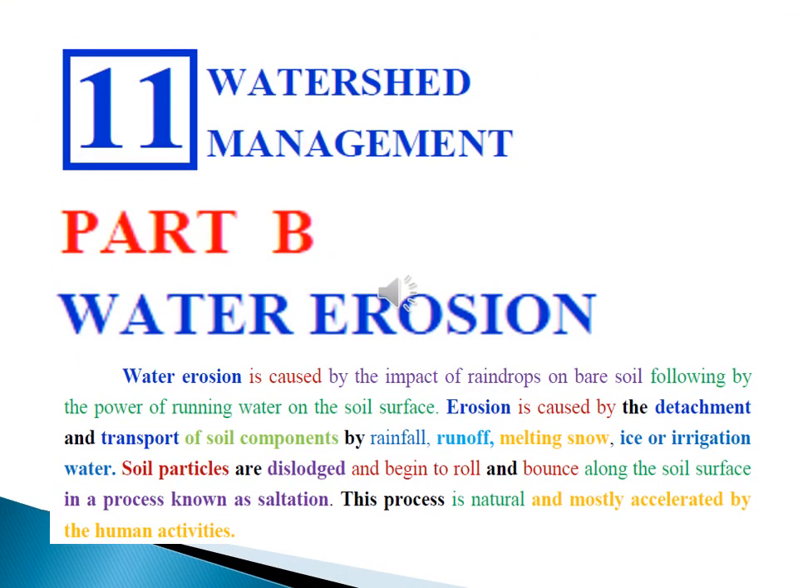My dears, continuing Chapter 11, Watershed Management, Part B: water erosion. It is caused by the impact of raindrops on bare soil, followed by the power of running water on the soil surface. Erosion is caused by the detachment and transport of soil components by rainfall, runoff, melting snow, ice, or irrigation water.